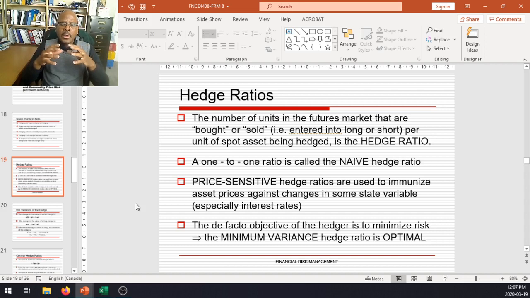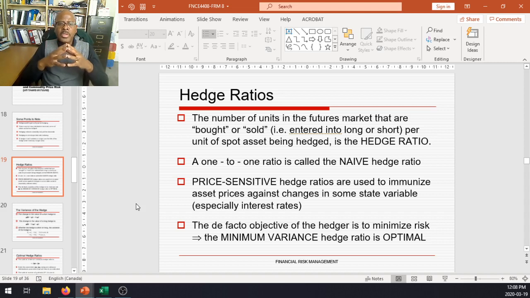Typically, a one-to-one hedge ratio is not optimal, especially when you are cross-hedged. Okay, when you are cross-hedged, then the hedge ratio, that is the size of the futures position per unit of a spot position that you take, becomes critical. And so in order to determine what the optimal hedge ratio is, you have to have in mind what is the objective behind hedging. And there are different objectives.